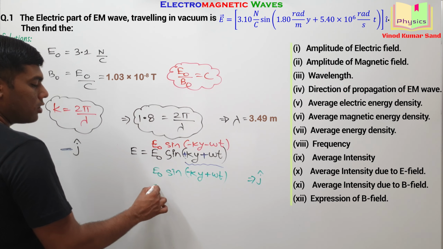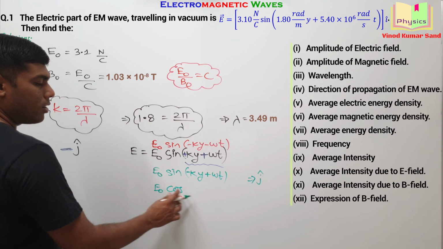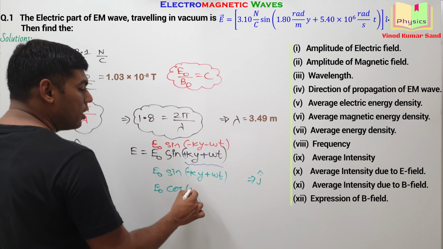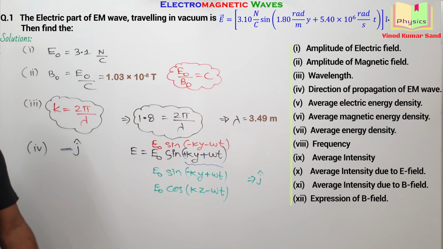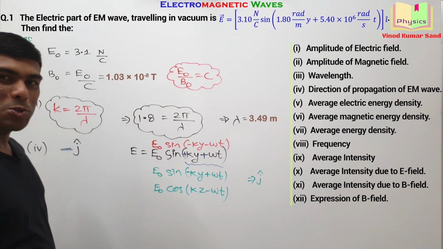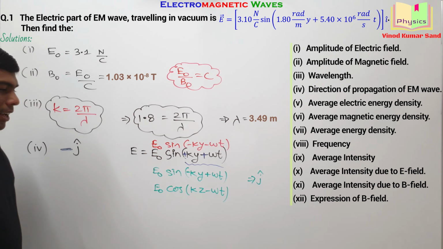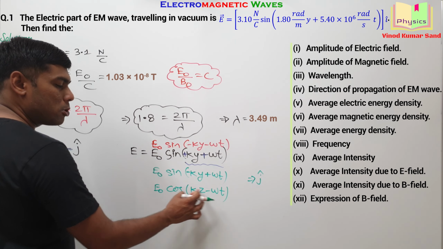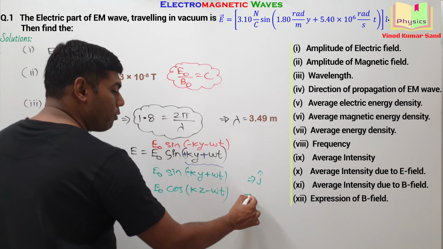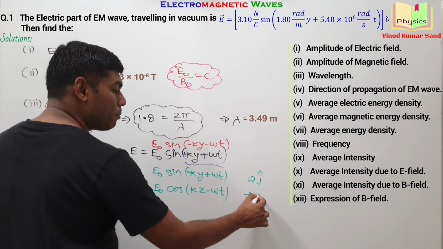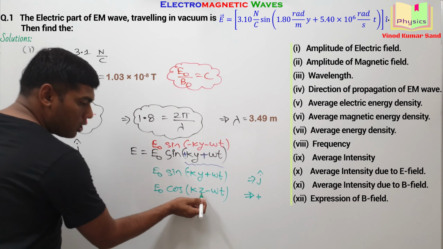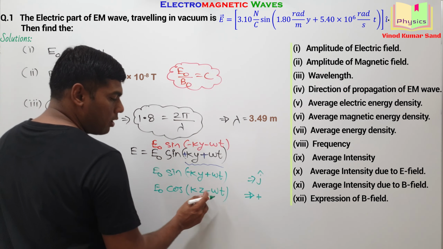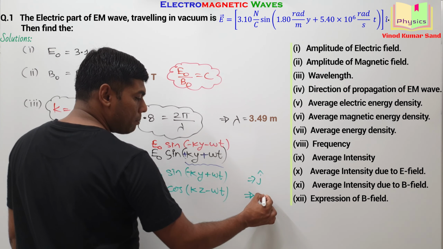Another possibility, suppose E is equal to E naught cos, sine or cos, there could be anything, it's not an issue, of kz minus omega t. Then in which direction will the wave propagate? Pause the video here and post your opinion in the comment box. It's a simple thing, the signs here are opposite in this bracket. Damn sure the wave must propagate in the positive direction. Whenever the signs here are opposite, the wave propagates in the positive direction. Now positive direction of what? Positive direction of z. It means k cap.